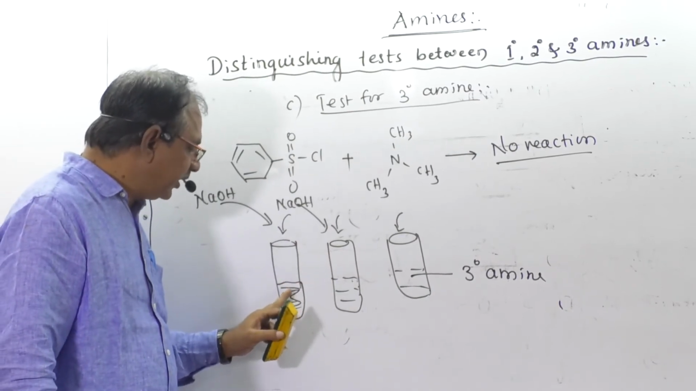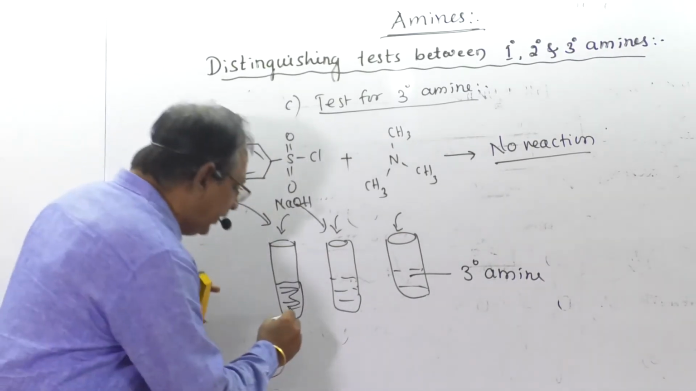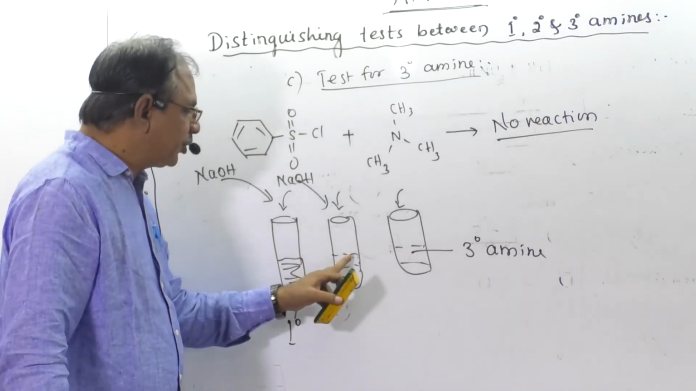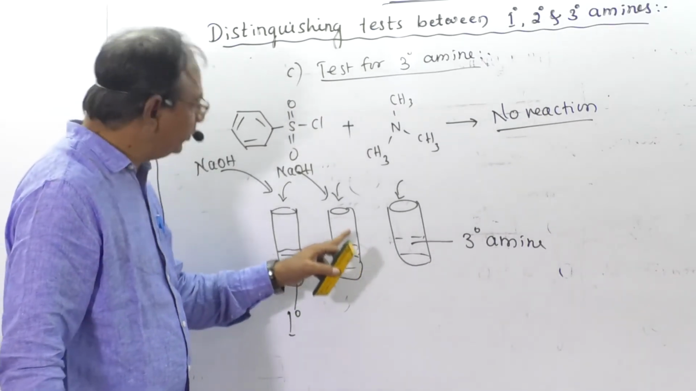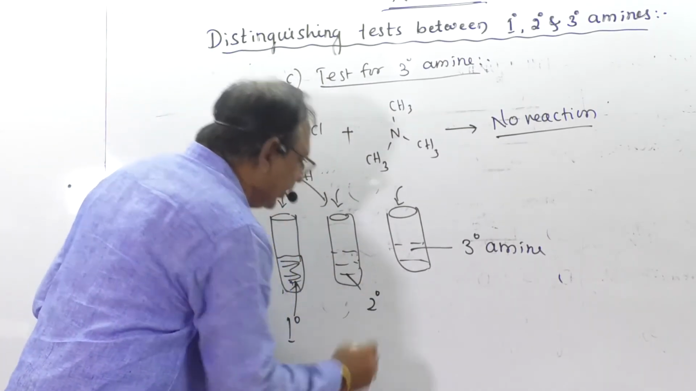So the test tube containing the precipitate which is soluble in NaOH is primary. And the precipitate which is present in the test tube which is not soluble in NaOH is secondary.